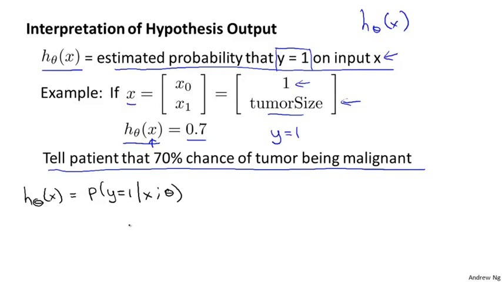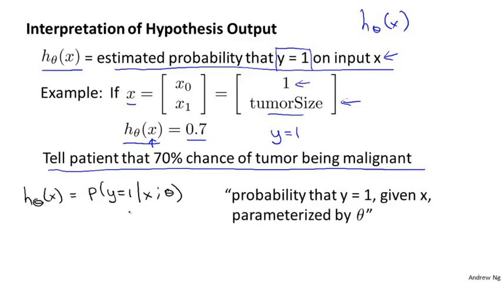For those of you that are familiar with probability, this equation may make sense. If you're a little less familiar with probability, here's how I read this expression. This is the probability that y is equal to 1 given x, given that my patient has features x, or a particular tumor size represented by my features x, and this probability is parameterized by theta. So I'm basically going to count on my hypothesis to give me estimates of the probability that y is equal to 1.